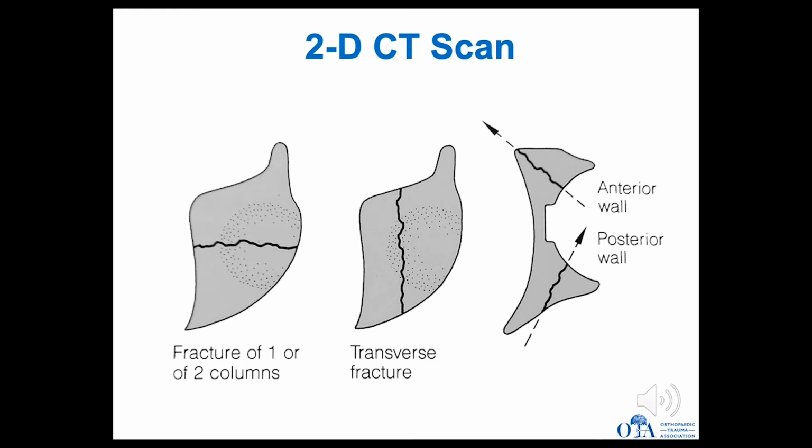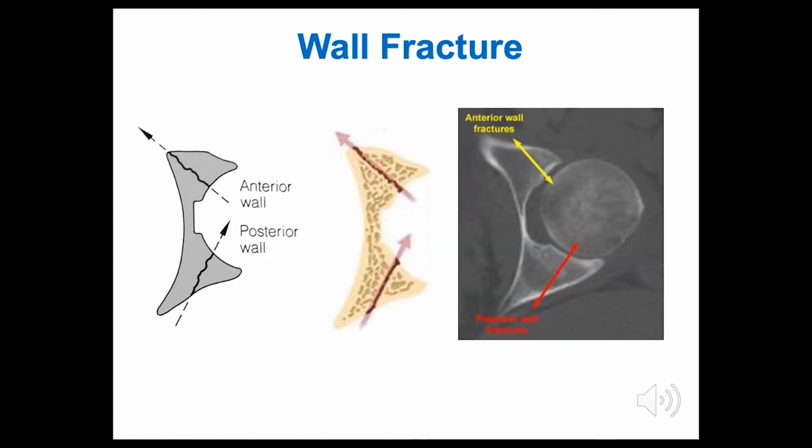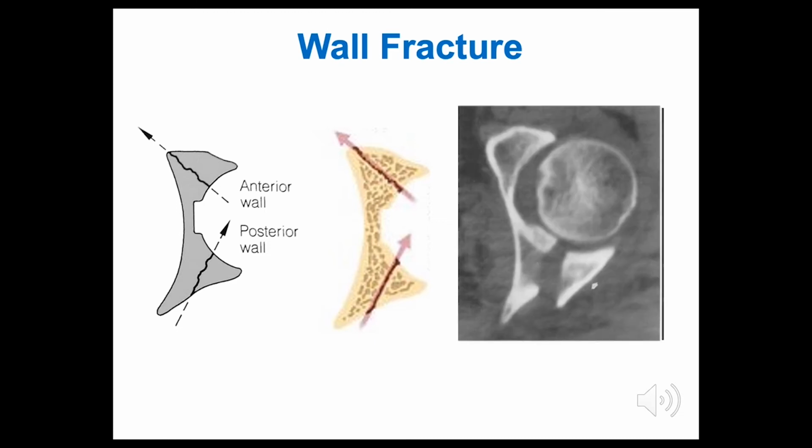In addition, the 2D CT scan is of great benefit in classifying acetabular fractures by evaluation of the orientation of the fracture lines at the level of the superior weight-bearing dome as well as the level of the walls. So here is the orientation of the fracture lines in cases of wall fractures. And here's a posterior wall fracture orientation on the 2D CT axial cut.